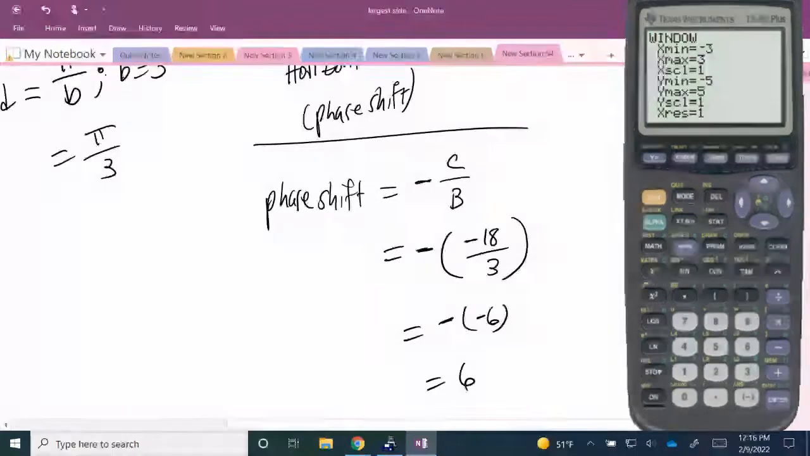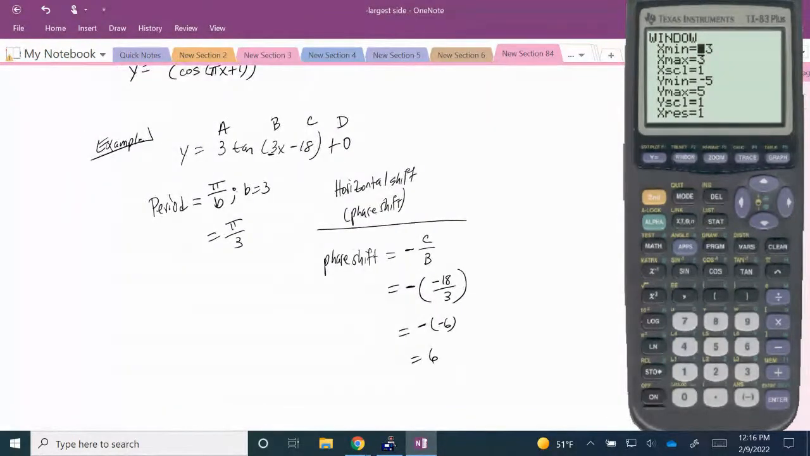All right, so we have a period of pi over 3 and a phase shift of positive 6.